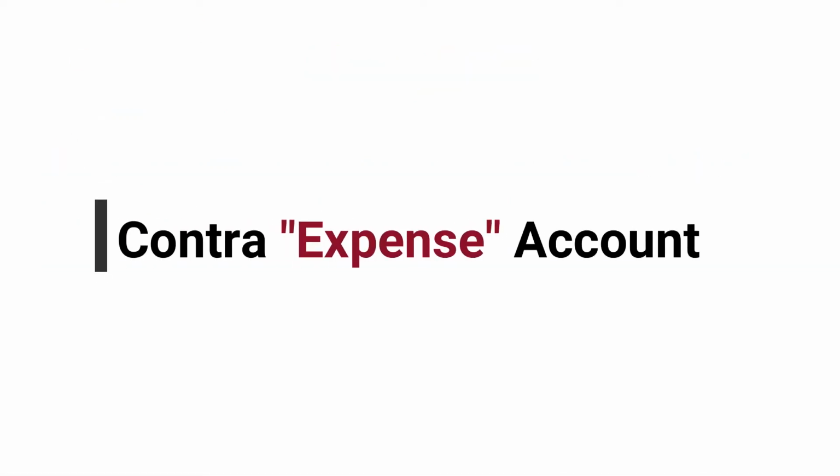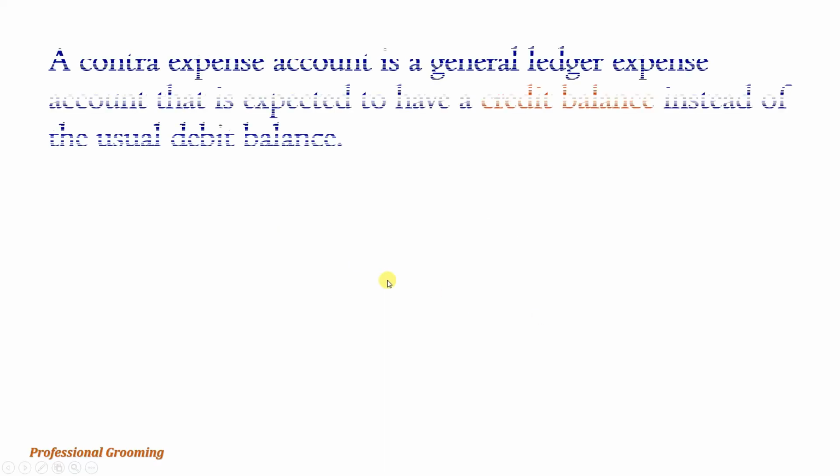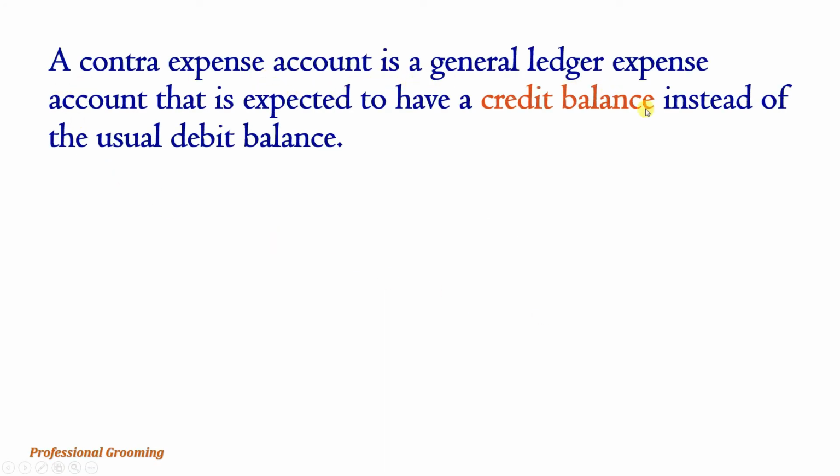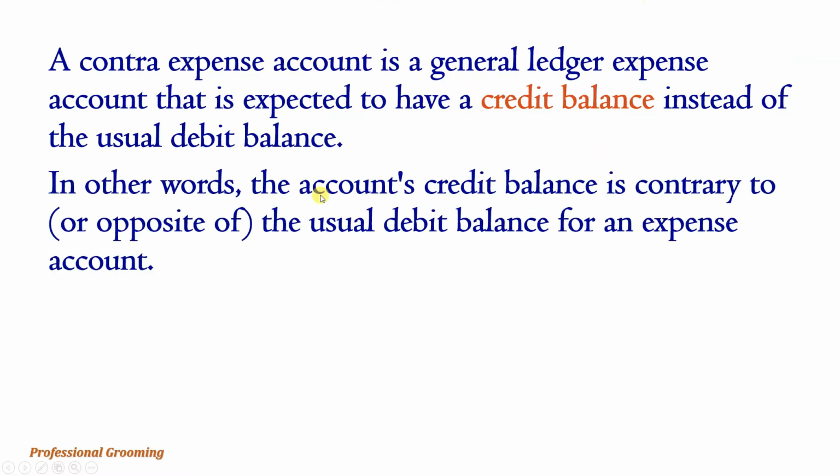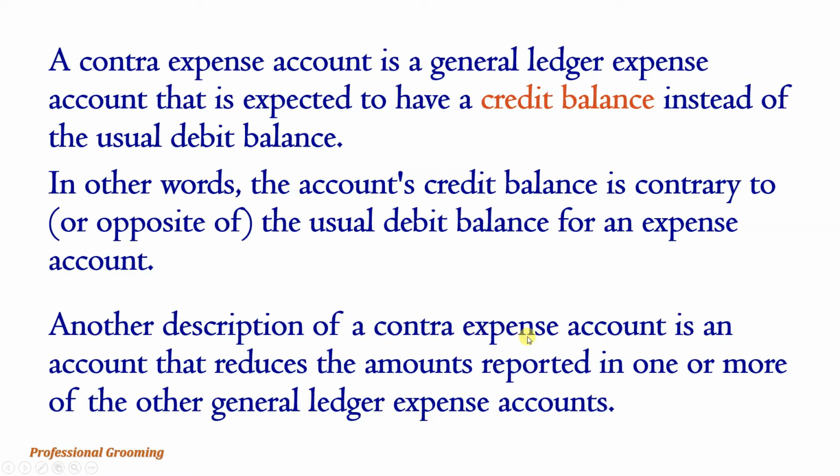Let's move ahead to the contra expense account. A contra expense account is a general ledger expense account that is expected to have a credit balance instead of the usual debit balance. You know, expenses are always debit, so when we create a contra account, that will be a credit balance. In other words, the account's credit balance is contrary to, or opposite of, the usual debit balance for an expense. Another description of a contra expense account is an account that reduces the amounts reported in one or more of the general ledger expense accounts.